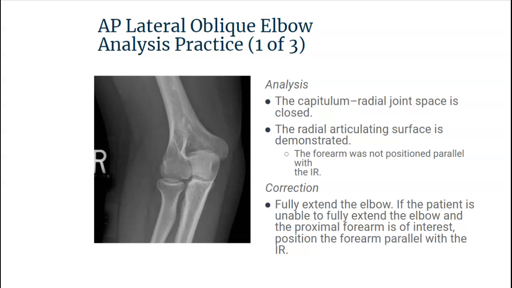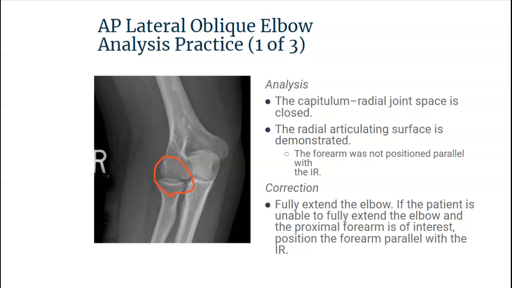So let's take a look at our first practice analysis. We're going to take a look right here for the most part. The capitulum radial joint space in this projection is demonstrated as closed. Also, we can see the radial head articulating surface is demonstrated. You can look at this elbow and see that there is some type of bend in the elbow. So this automatically lets me know that the forearm is not positioned parallel with the IR.